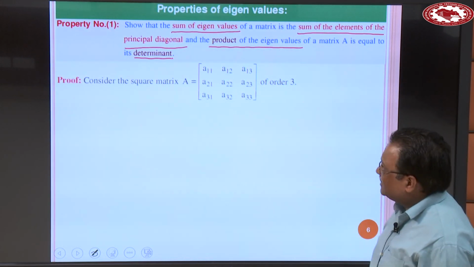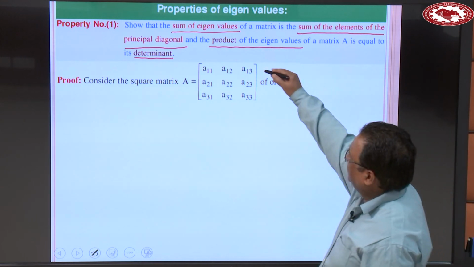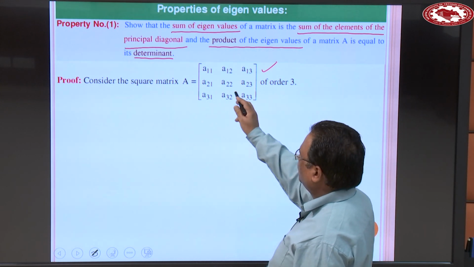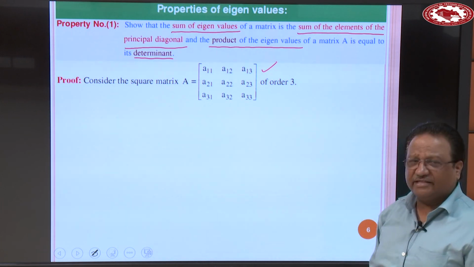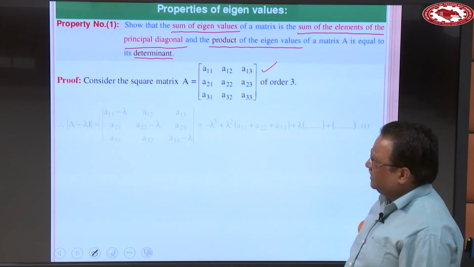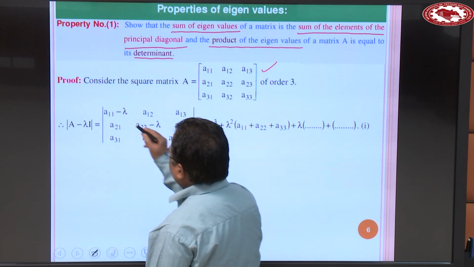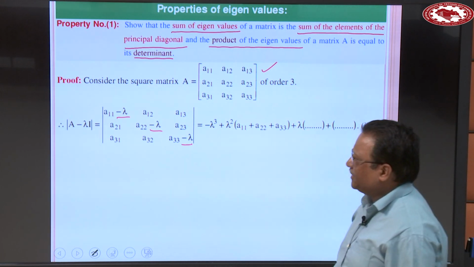Okay, so consider, in particular, a square matrix of order 3: A11, A12, A13, A21, A22, A23, A31, A32, A33. So let us consider this type of square matrix. Then calculate determinant A minus lambda I. Determinant A minus lambda I is here minus lambda, minus lambda, minus lambda, and determinant sign.